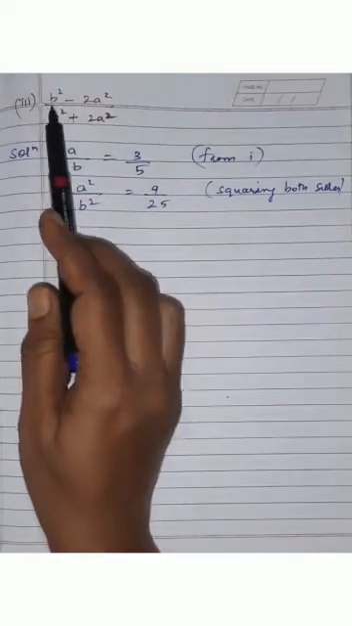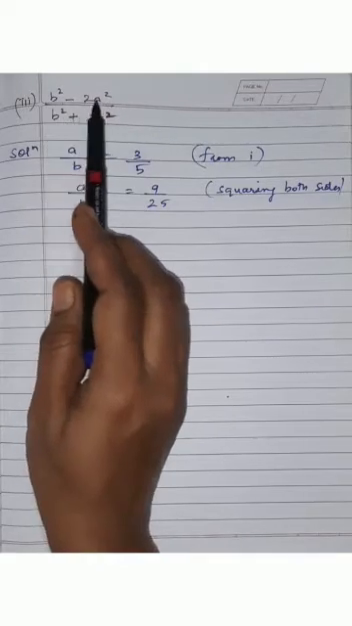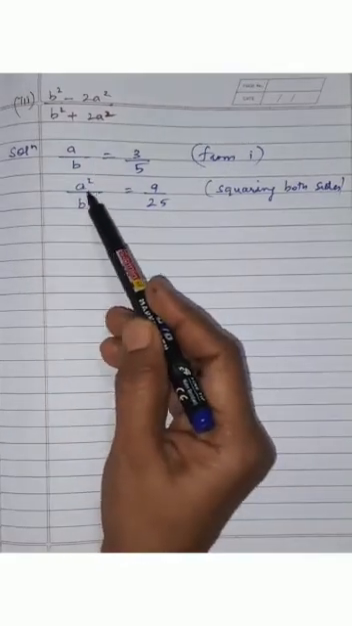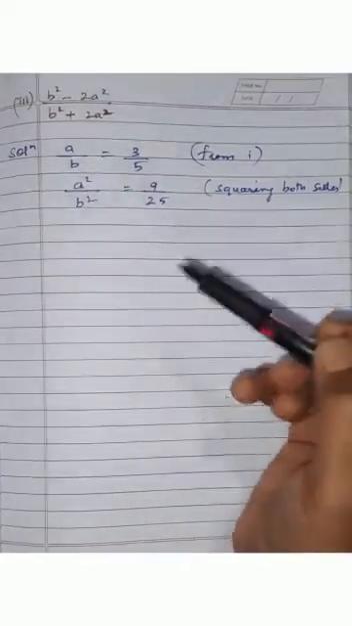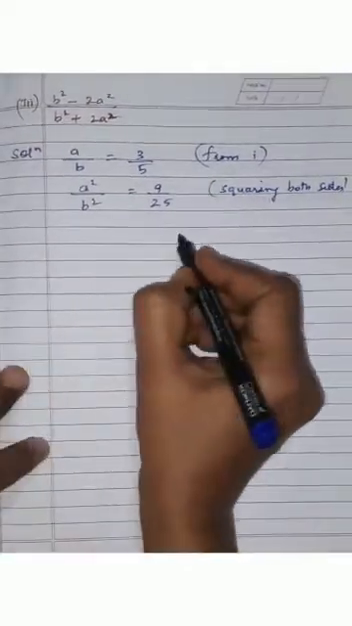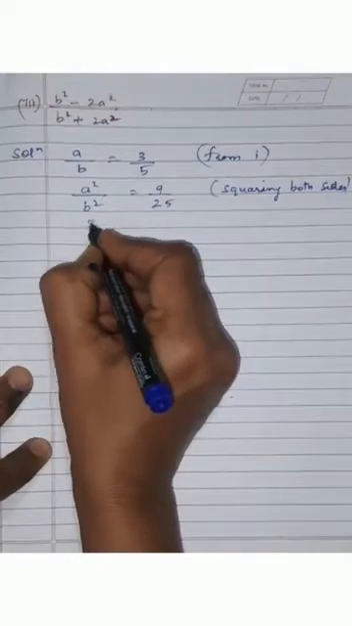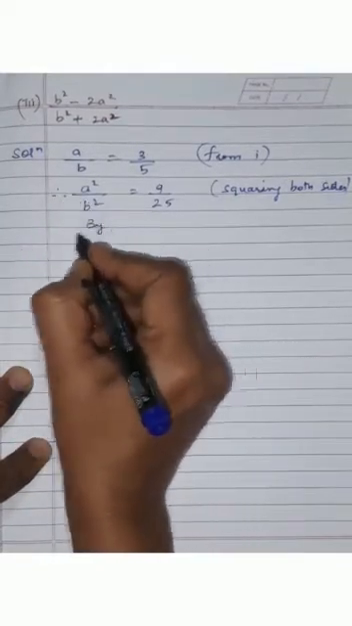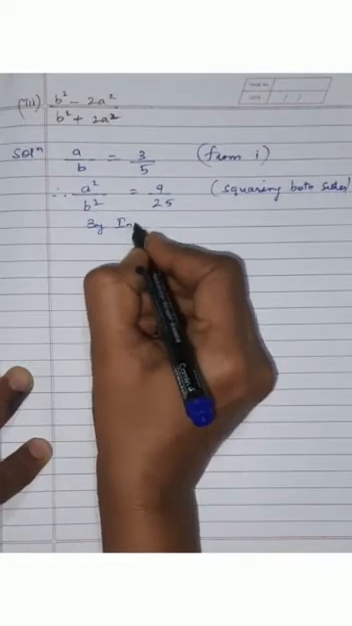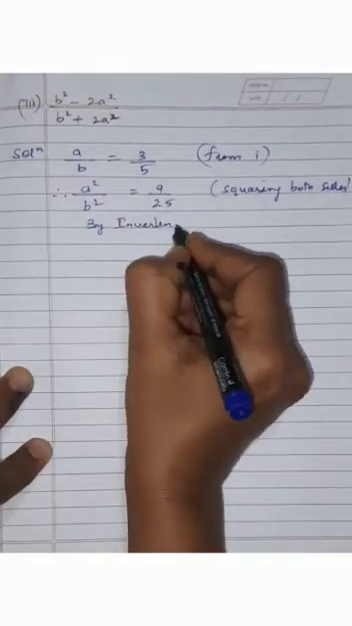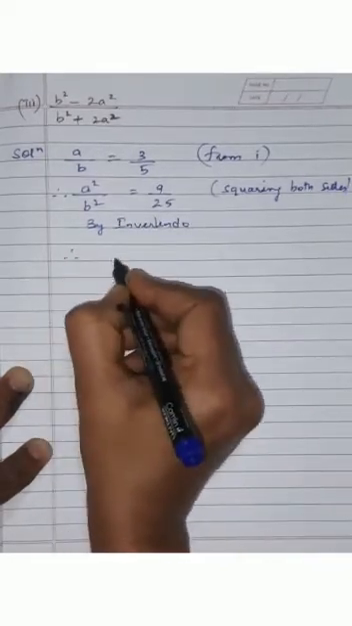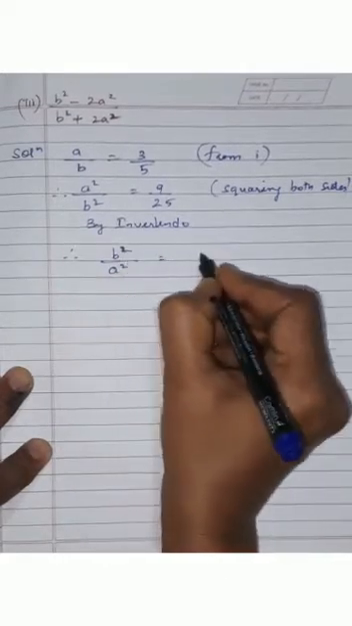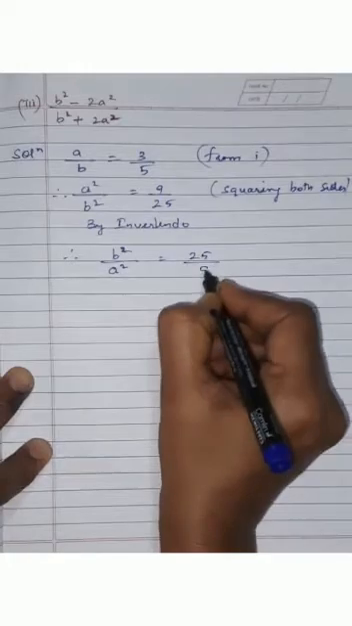Next, children, here we have b square minus 2a square upon b square plus 2a square, but here in the order is a square upon b square. So we have to invert this. Which property will we use? We will be using invertendo. Therefore, by invertendo, we get b square upon a square is equal to 25 upon 9.